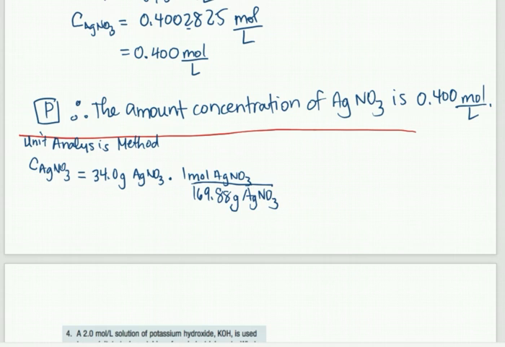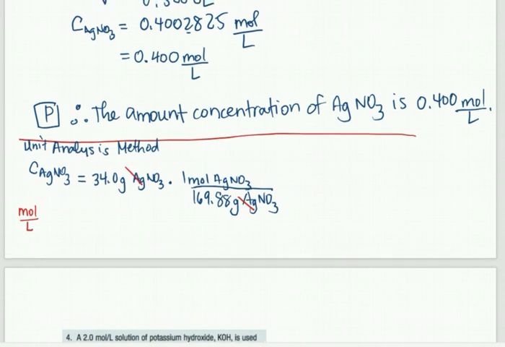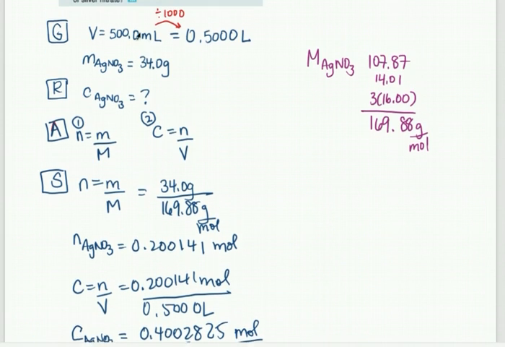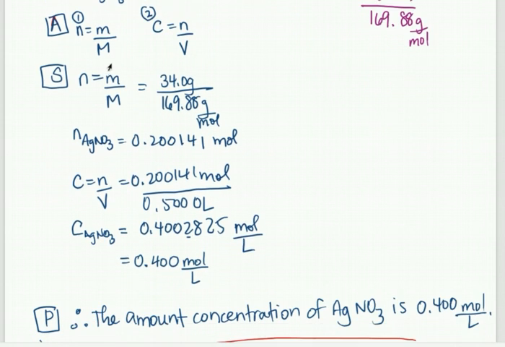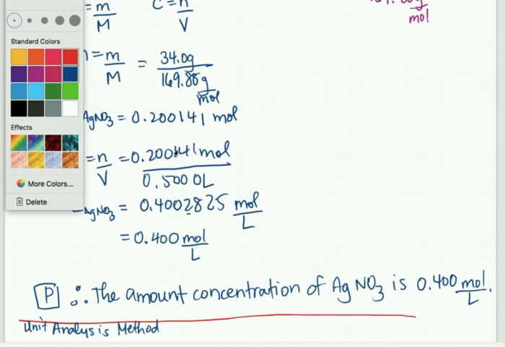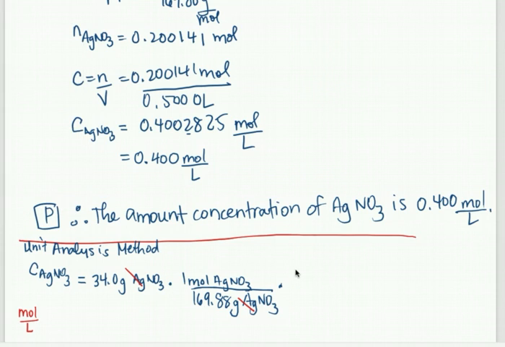Okay, so again, when in doubt, just start canceling out. Okay, those two are gone. So now I just have moles. Remember, concentration is in mole per liter, so that's our goal. So now that leaves us with just the liters information that we have to use here, and that's right there. So we're going to divide by 0.5 liters, okay? So then that'll get mole per liter.